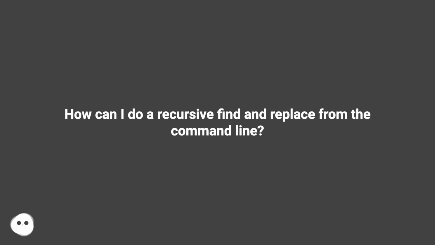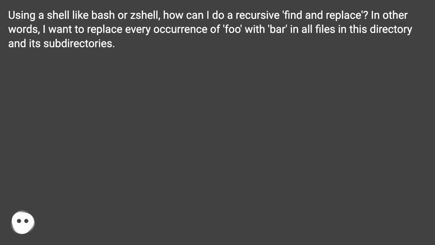How can I do a recursive find and replace from the command line? Using a shell like bash or zsh, how can I do a recursive find and replace? In other words, I want to replace every occurrence of foo with bar in all files in this directory and its subdirectories.